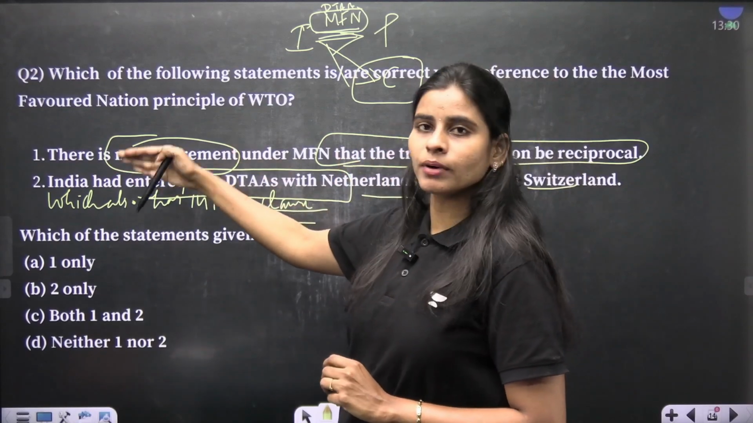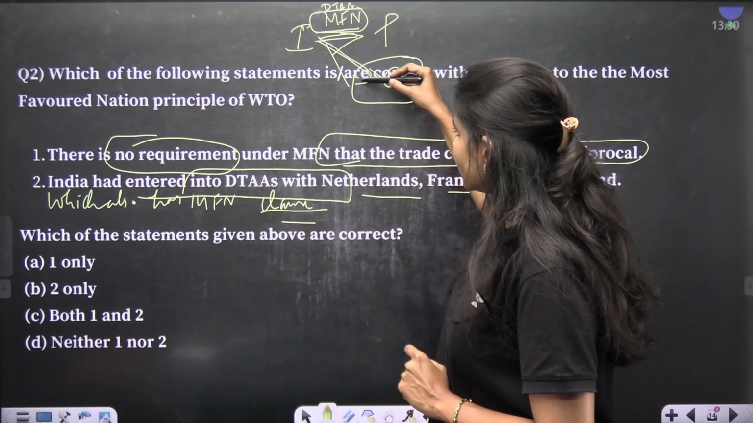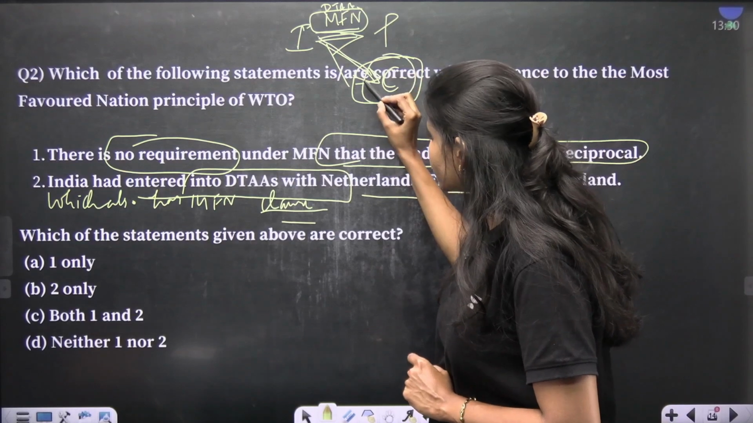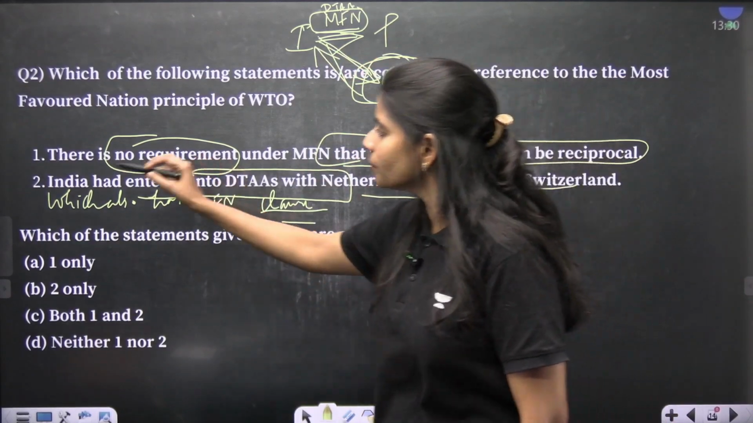So according to statement 1, if India is giving tax benefit to country C, then it does not mean that country C is obliged to return this tax benefit back to India. So it is not the case. So this statement is correct.